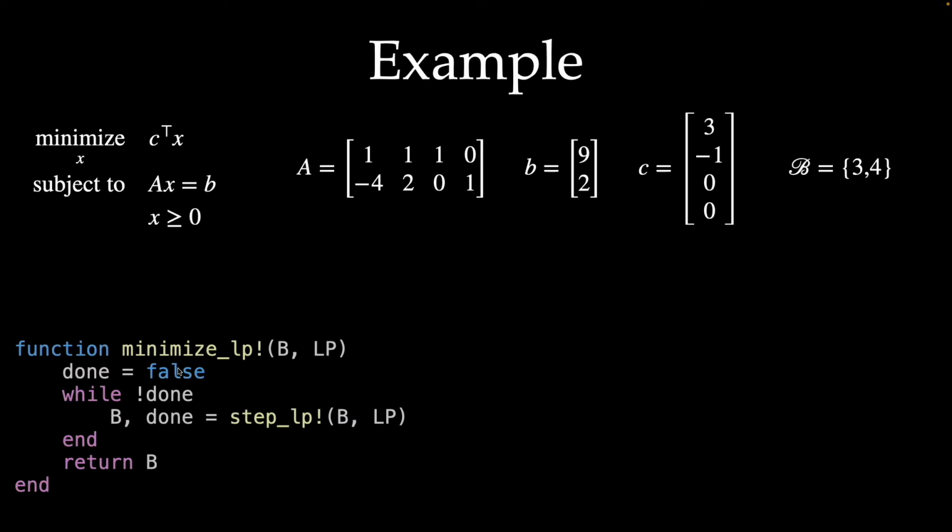In the minimize LP function, we just initialize done to be false, and then we're going to continue to call this step LP function until done is equal to true. And this is just indicating whether or not we found the global optimum. So we're going to continue to call step LP until we have found the global optimum. So let's actually go into step LP now.